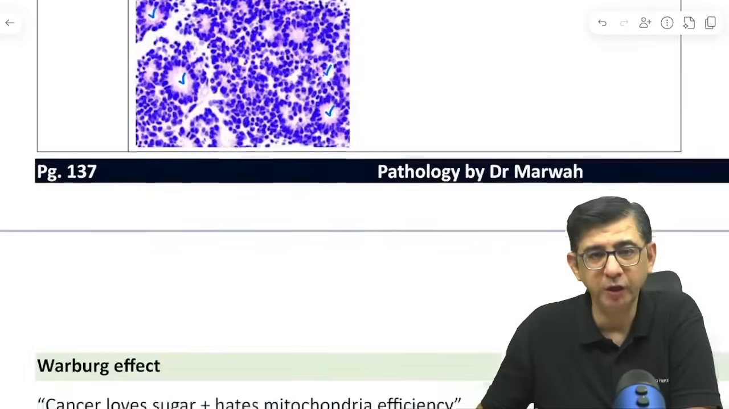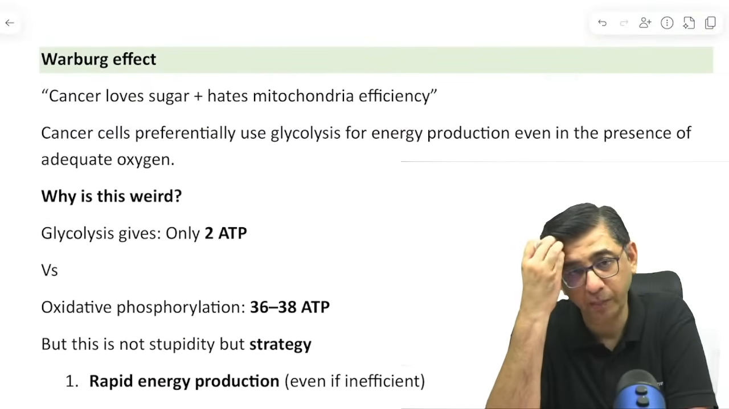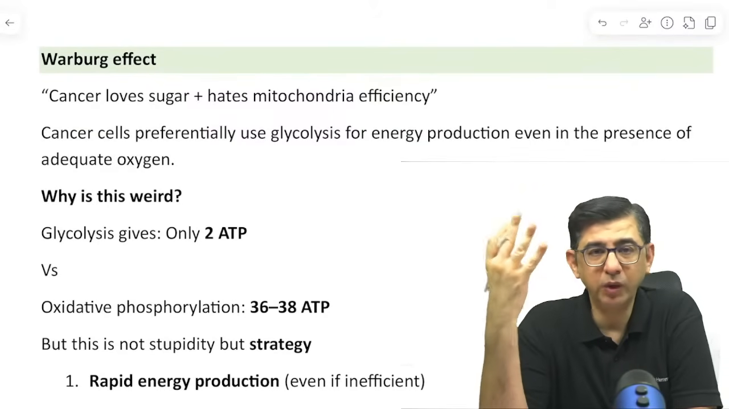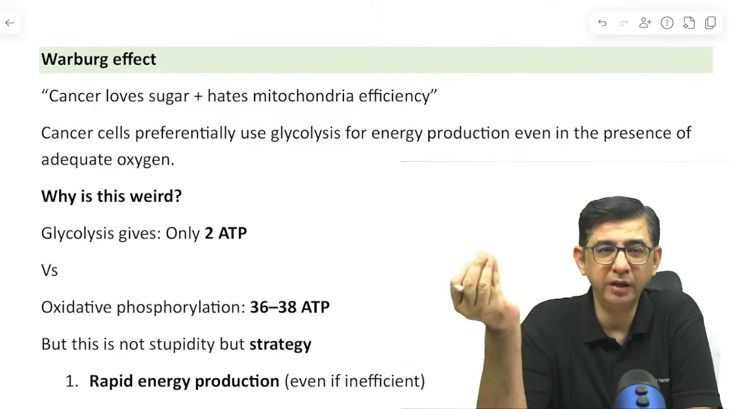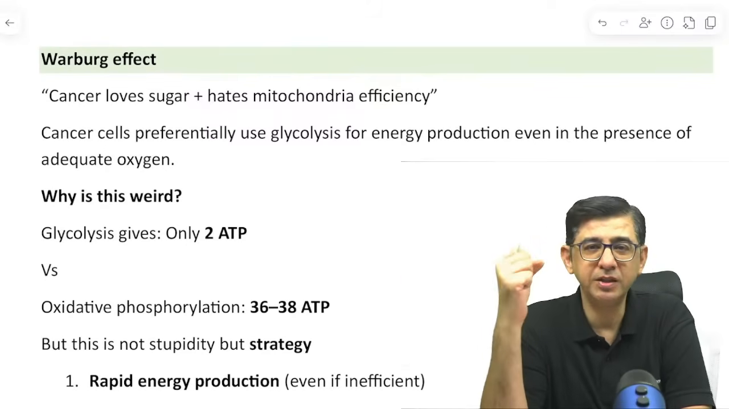The last point in the neoplasia part before we start with the GPath component is the Warburg effect. The Warburg effect is that the cancer loves sugar and it hits mitochondrial efficiency. I mean, that is how I can explain it. Cancer needs only one thing, growth.